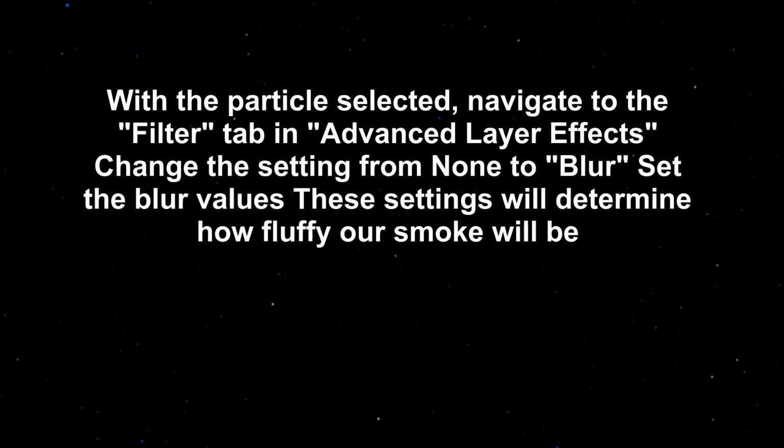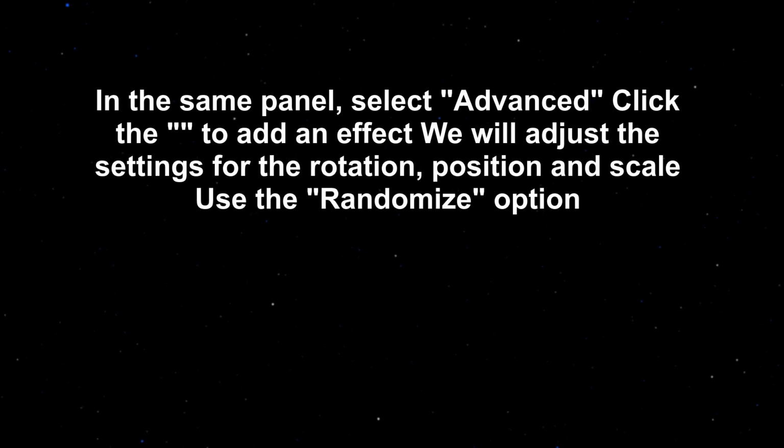With the particle selected, navigate to the Filter tab in Advanced Layer Effects. Change the setting from none to blur. Set the blur values. These settings will determine how fluffy our smoke will be. In the same panel, select Advanced. Click the plus to add an effect.